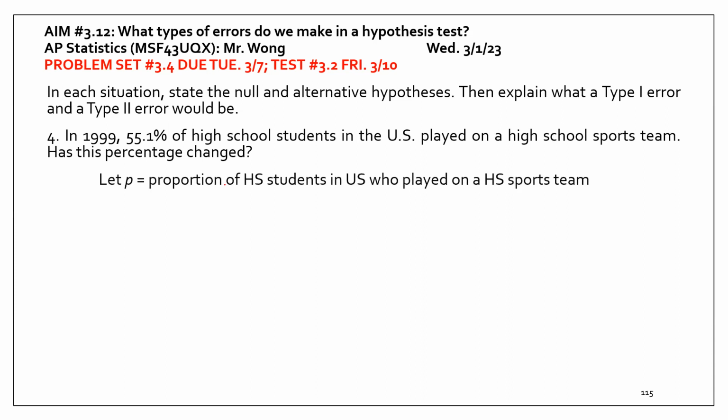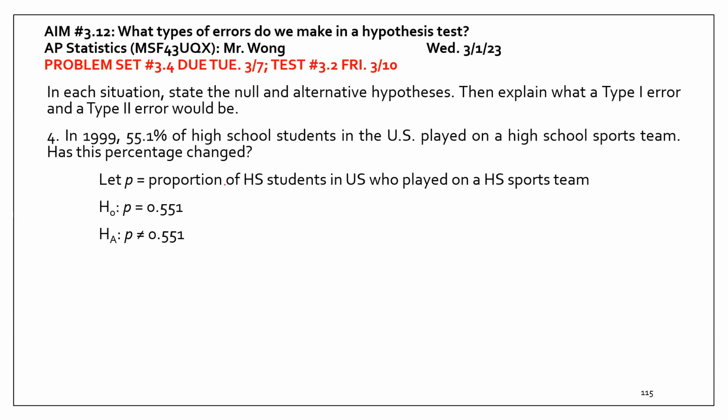P is the proportion of high school students in the US who played on a high school sports team. We're just going to copy this straight from the context. So the null hypothesis is that H naught is that P is equal to 0.551, and the alternative is that P is not equal to 0.551, because again, the question says, has the percentage changed? And so what would a type 1 error be in this context?